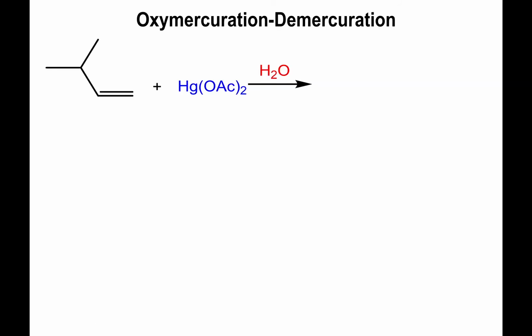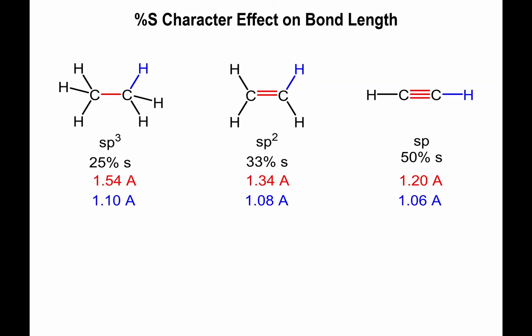And what mercuric acetate does is it technically interacts with that alkene. And before I can tell you how, I want to point out the bond length. If you look at the bond length of the carbon-carbon double bond, that bond length is about 1.34 angstroms. And alkynes, the carbon-carbon triple bond, is about 1.20 angstroms.